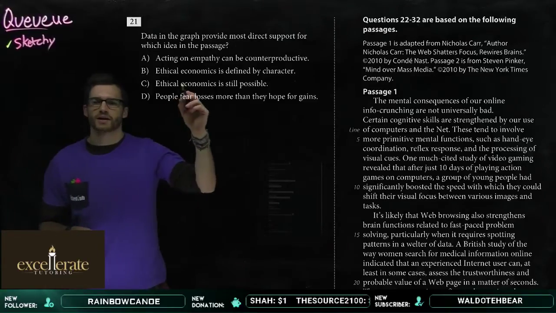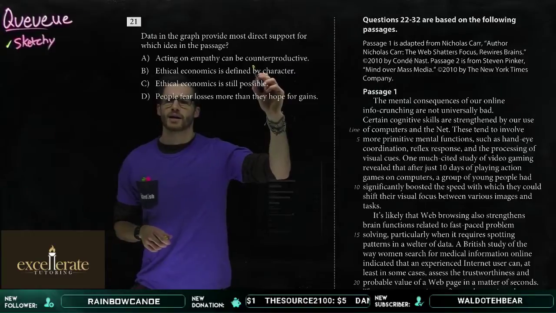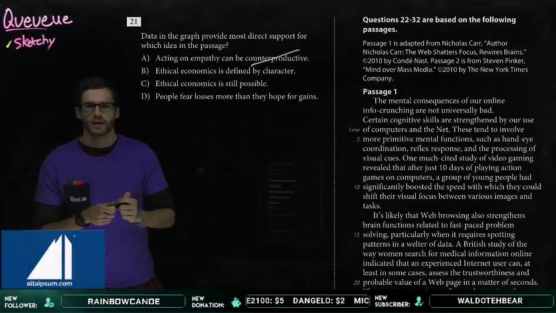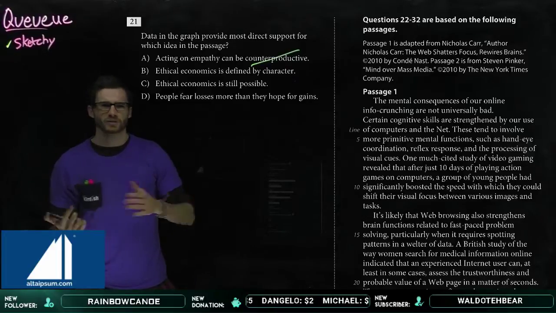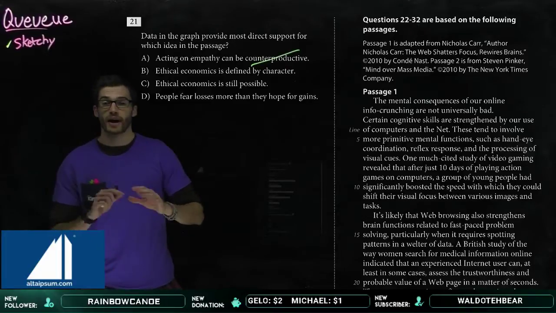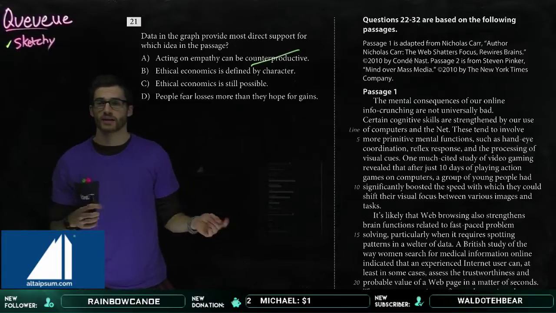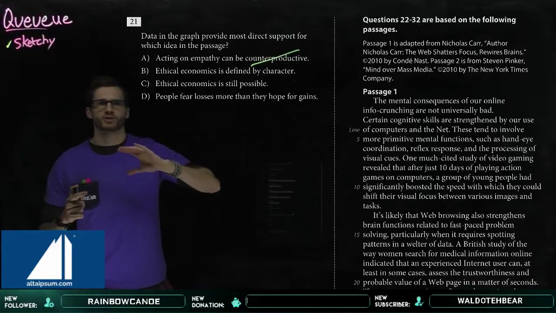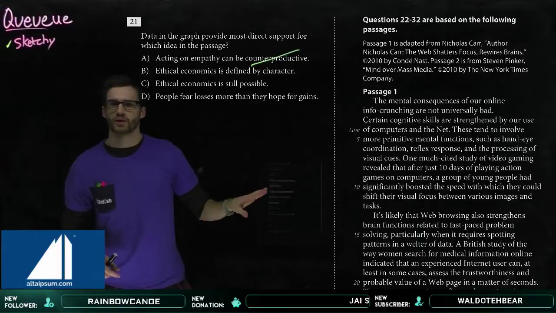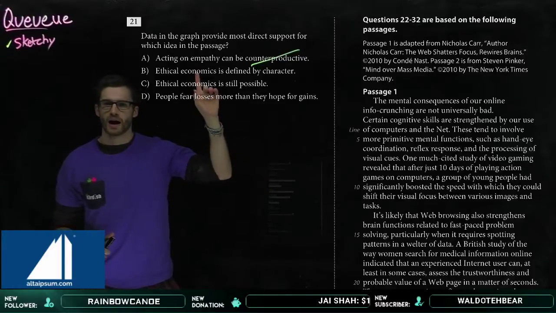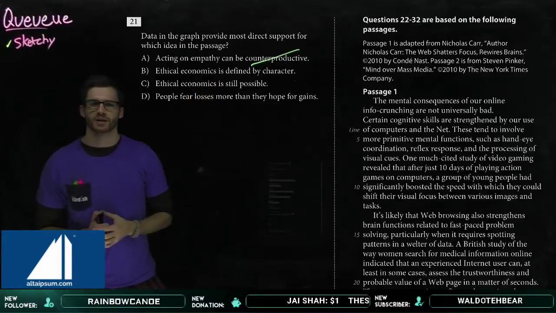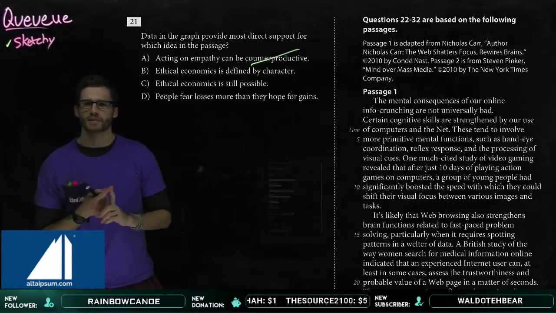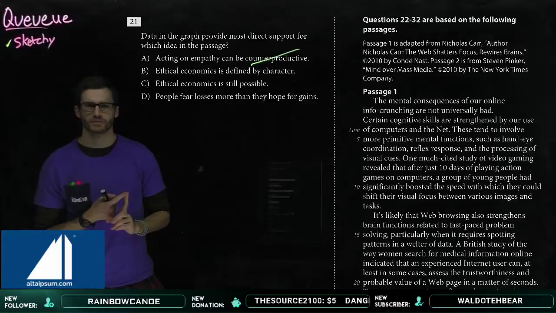I don't like A, because acting on empathy goes along with fair trade coffee, and they're saying it can be counterproductive, but all the graph shows, as we said in number 19, is that fair trade coffee was better than regular coffee the whole time. So I don't like A. It's not counterproductive, at least as shown in the graph. B, ethical economics is defined by character.